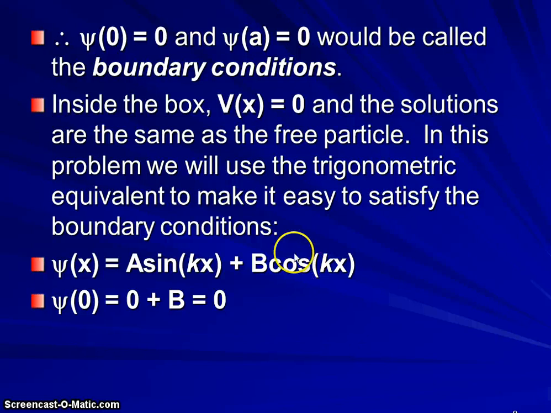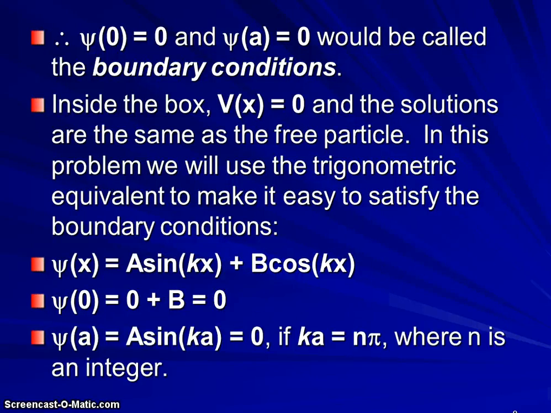The cosine of zero is 1. So that would mean if the wave function has to be zero, B has to be zero. So this term is gone from the wave function. Our wave function is now A times the sine of kx, where A is the normalization constant. If we want that to be zero when x is a, when x is the other edge of the box, that is only going to be true when ka is n times pi, where n is some integer.